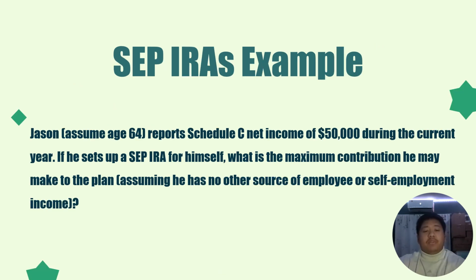Moving on to the example. Jason, assumed to be age 64, reports Schedule C net income of $50,000 during the current year. If he sets up a SEP IRA for himself, what is the maximum contribution he may make to the plan, assuming he has no other source of employment or self-employment income?